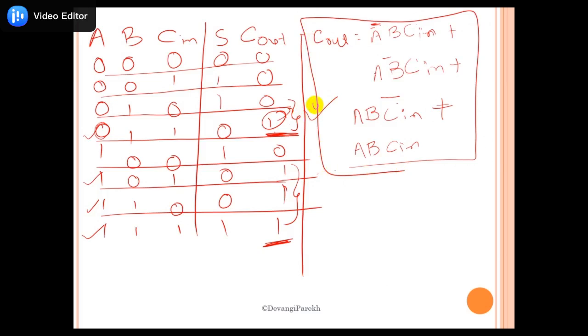Now we have both the expressions, S for sum and C out, which will produce the carry. Now from these expressions we need to simplify both equations to draw the logical circuit. So by using K-map specification and the laws of Boolean algebra, I am going to rewrite both equations for sum and carry.